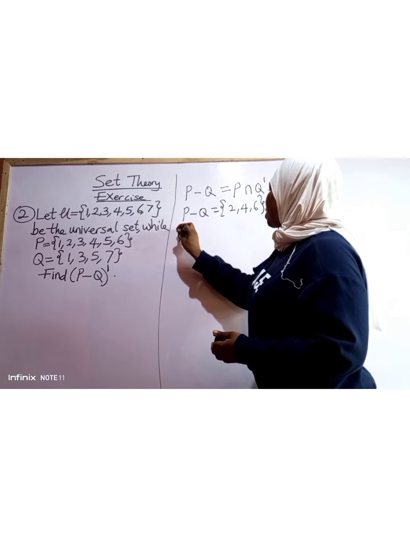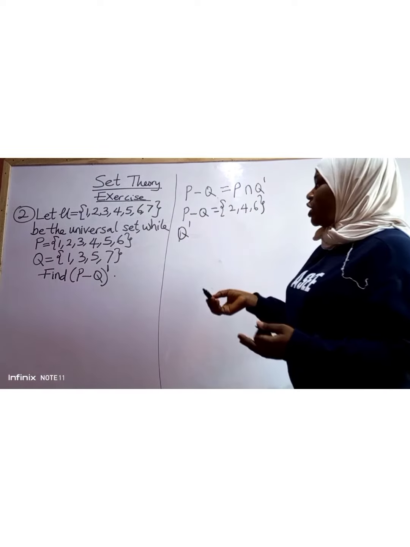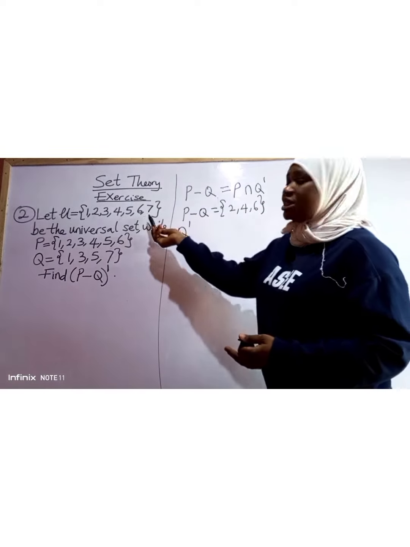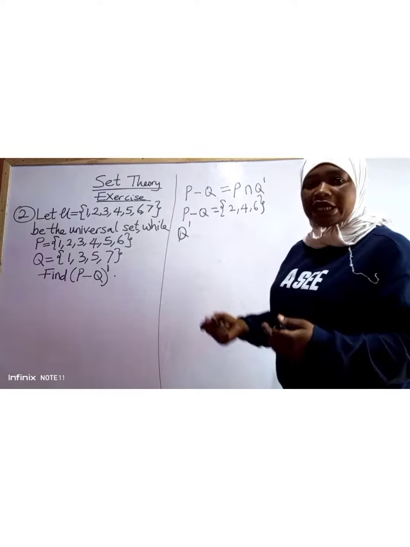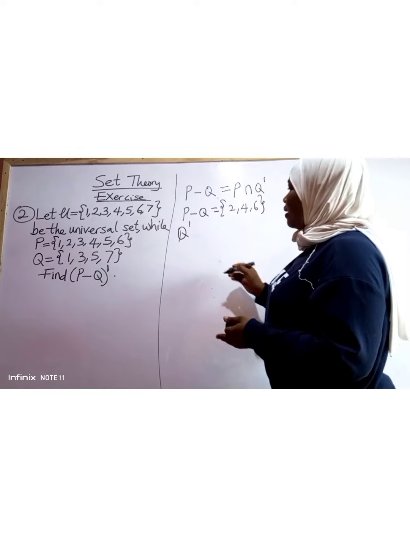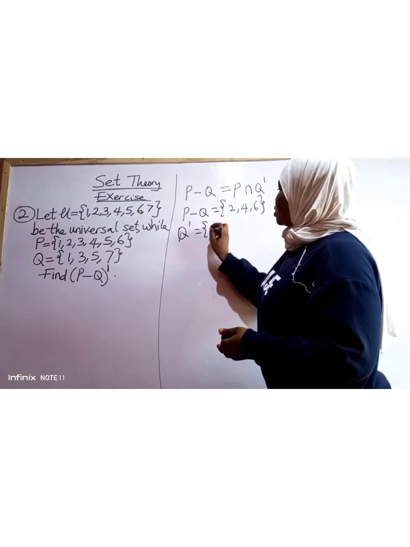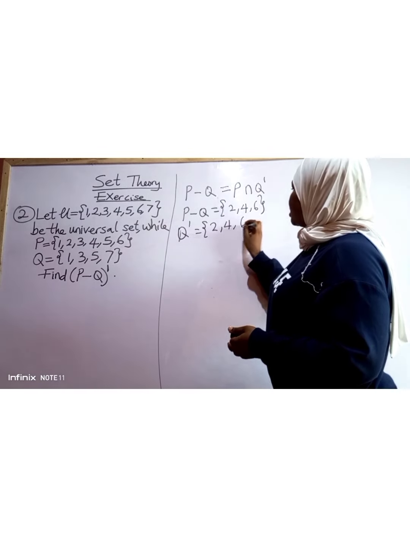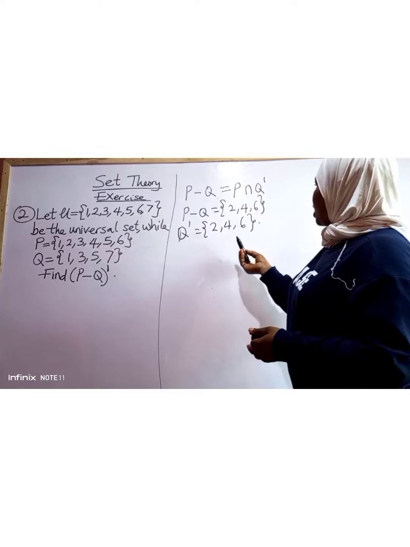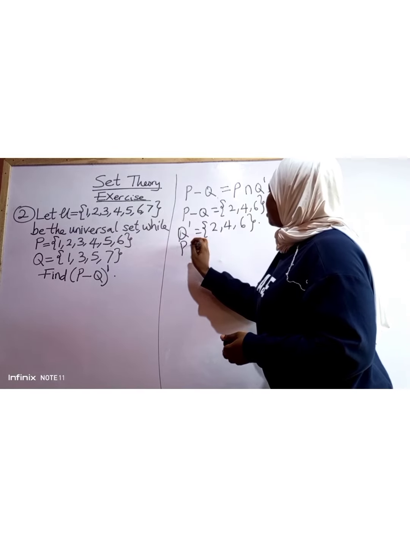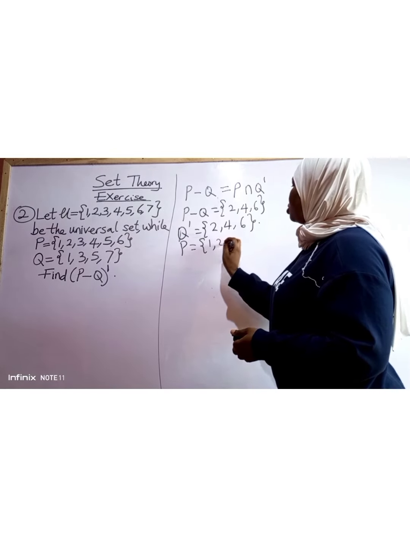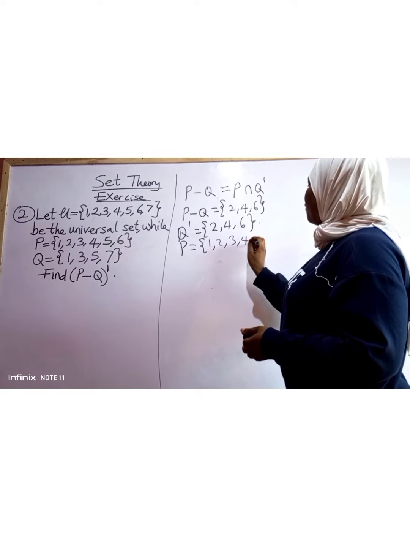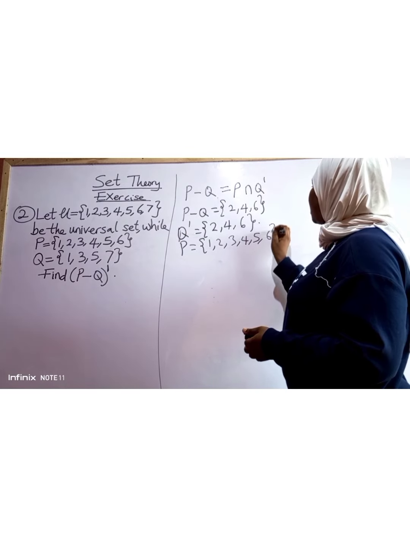Or if you do not understand it that way, you can find your P prime, find Q prime, since it's only Q prime that we need. So let's find Q prime, that is all the elements in the universal set that are not in Q. And those are 2, 4, and 6. Now, this is P: 1, 2, 3, 4, 5, and 6.